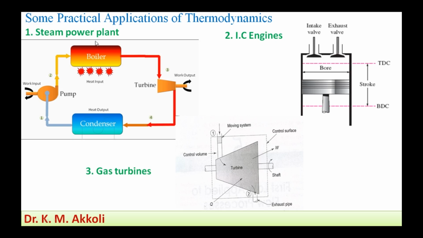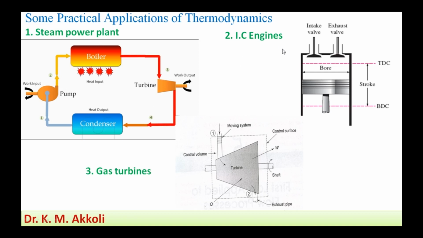The first one is the steam power plant. In the steam power plant, the chemical energy from the fuel will be converted into heat energy, and that is transferred to the steam. Then the heat energy the steam has will be converted into mechanical energy. Here the fluid flow and heat transfer and energy conversion are both taking place, and that's why it is an example of thermodynamics.